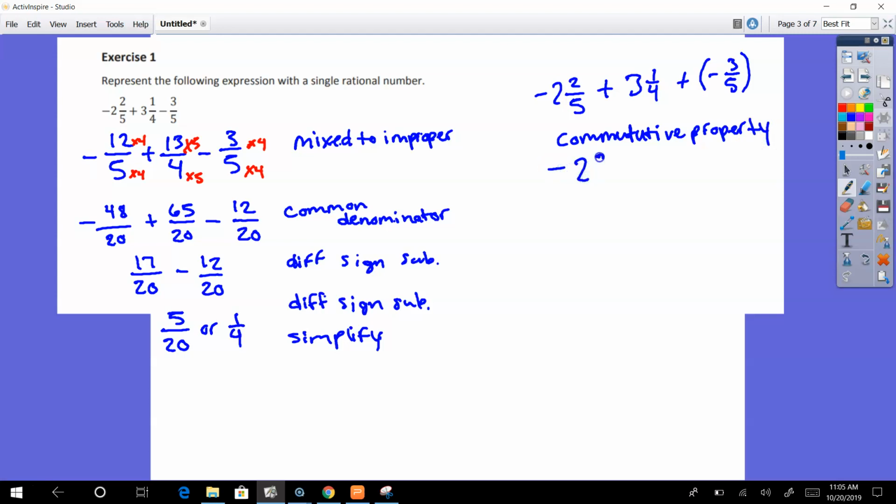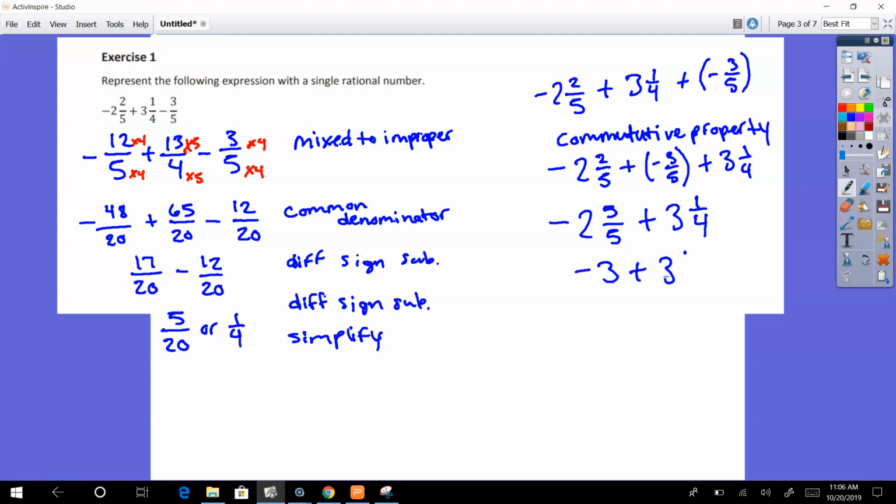To reorder it and say negative 2 2/5 plus a negative 3/5 plus 3 1/4. And then we have our fifths together, so we could have said negative 2 and then 2/5. 2 plus 3 is 5, since they're both negative. Negative 2 5/5. And remember, with our commutative property, when it's addition, we can move it around. Plus 3 1/4. Negative 2 5/5. Well, 5/5 is 1 whole, so that's a negative 3 plus 3 1/4. And if I have a negative 3 and a positive 3, well, those cancel out, and so all I am left with is 1/4.